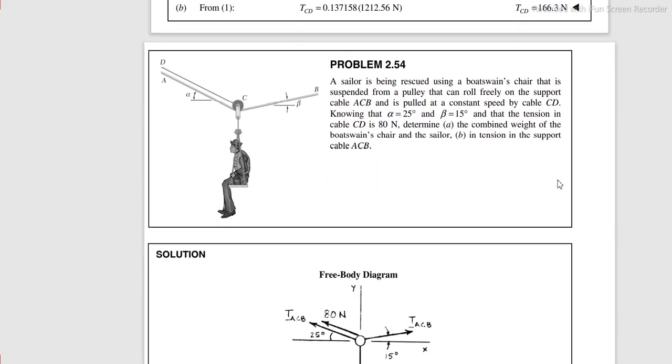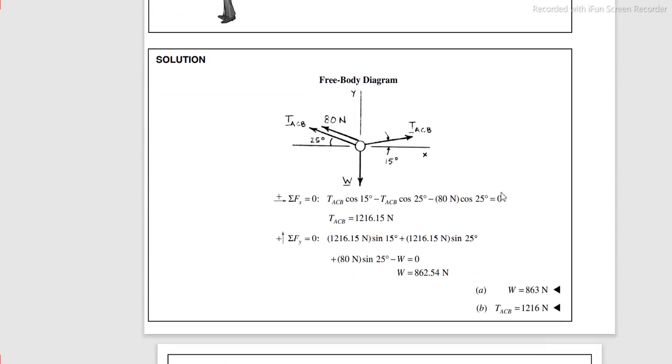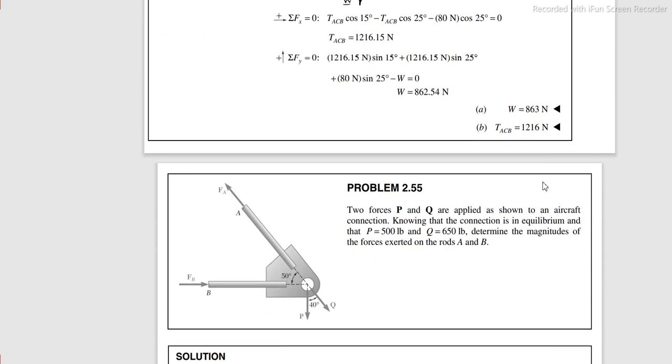Next problem 2.54. The sailor is being rescued. Same problem like the previous question and the solution is.